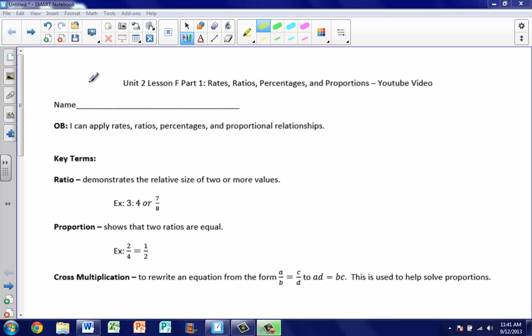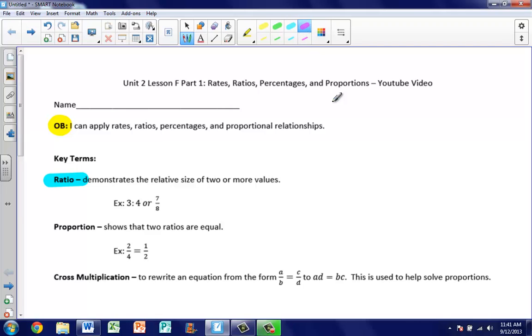This is Unit 2, Lesson F, Part 1: Rates, Ratios, Percentages, and Proportions. Your objective for today is: I can apply rates, ratios, percentages, and proportional relationships. We have three key terms for you today.